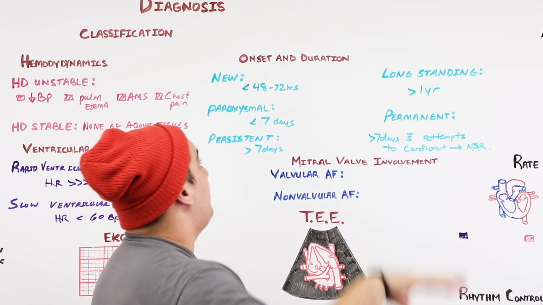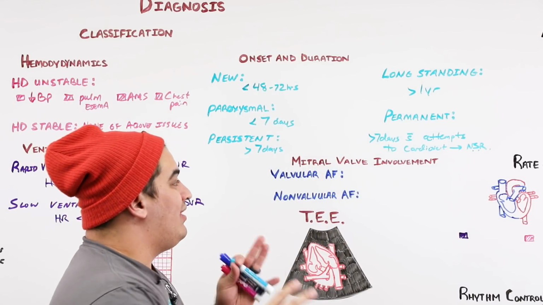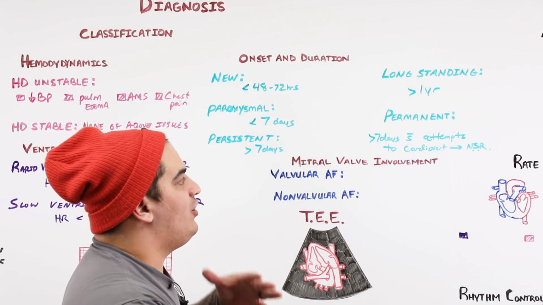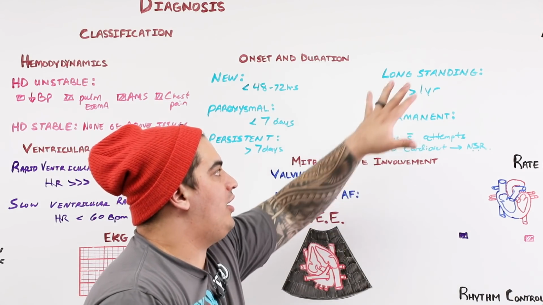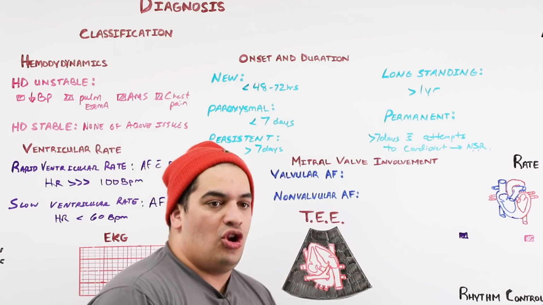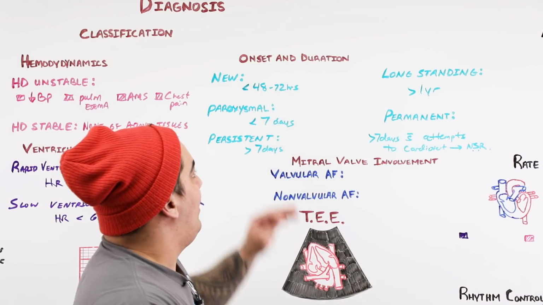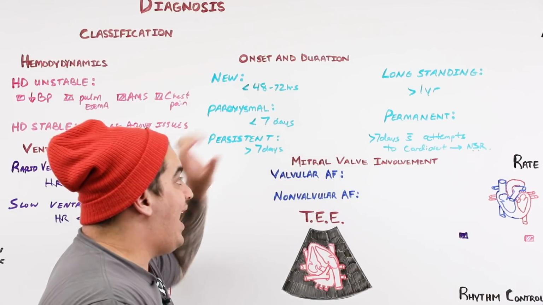So again, quick recap: new onset, less than 48 to 72 hours. Paroxysmal, less than 7 days. Persistent, greater than 7 days. Long-standing, greater than a year. Permanent is they're greater than 7 days, but there's no attempt to be able to convert them to normal sinus rhythm, okay? That is how we define and classify it in that category.